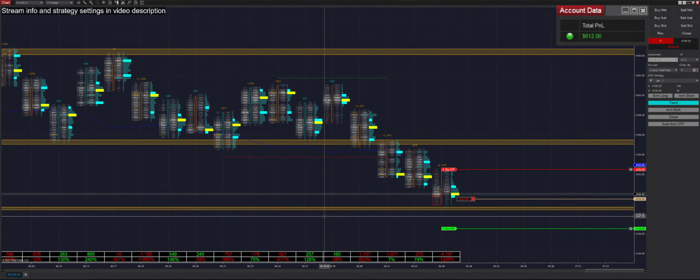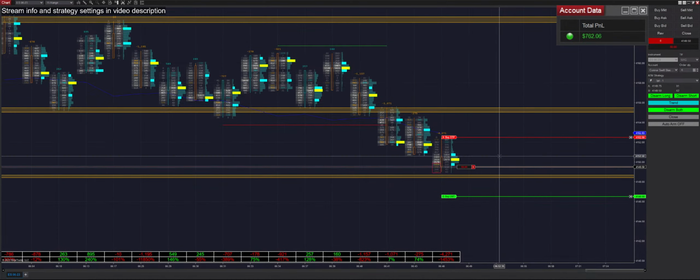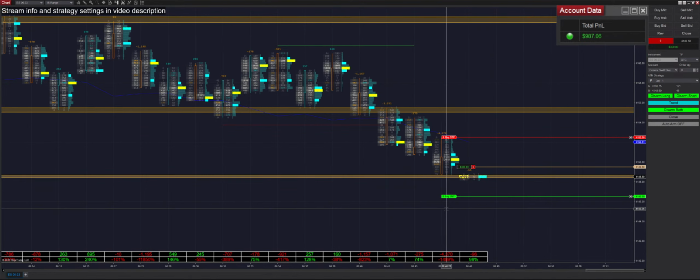Order filled. Okay, short fill here. We can't make any decisions based off of our stop loss and our take profit because they're not within zones of interest. But we're just going to keep watching delta at this point.